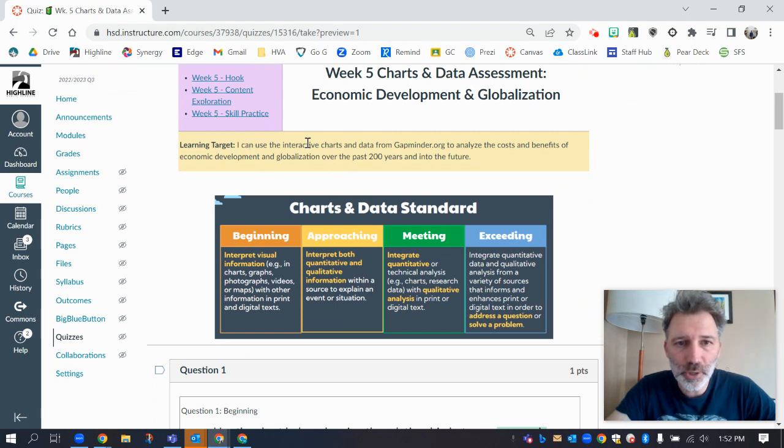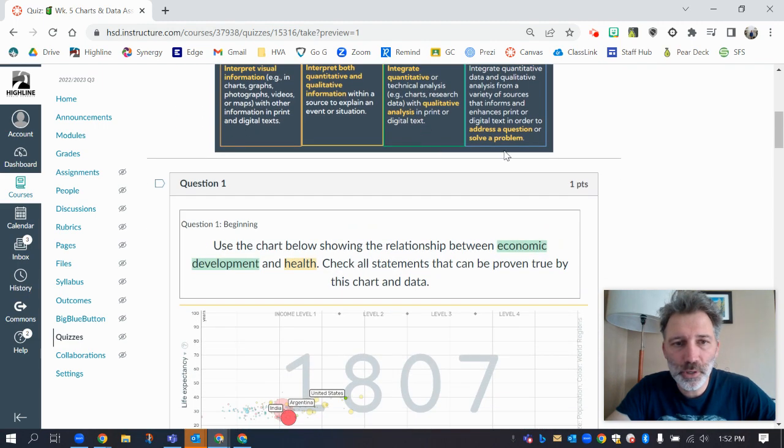So here's your learning target. You're going to be able to use the interactive charts and data from gapminder.org to analyze the costs and the benefits of economic development and globalization over the past 100 years.